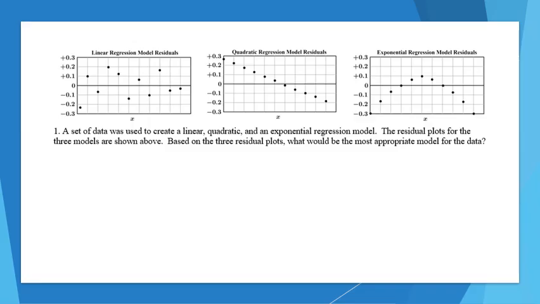All right, so first off, a set of data was used to create a linear, a quadratic, and an exponential regression model. The residual plots are shown above. Based on the residual plots, what is the most appropriate model for the data? So here it is important to note that these are residual plots. These are not plots of the actual data points. They're plots of how far off each data point was from the actual value. And that's what a residual is.